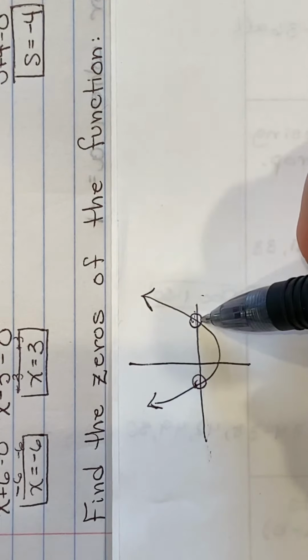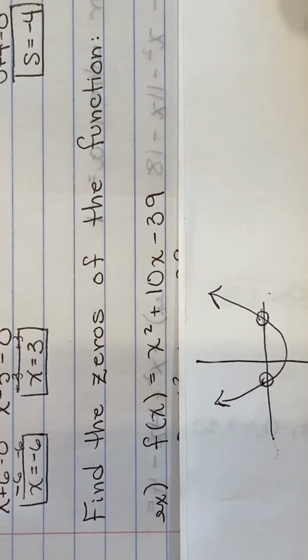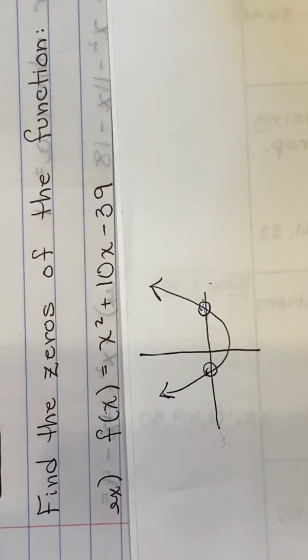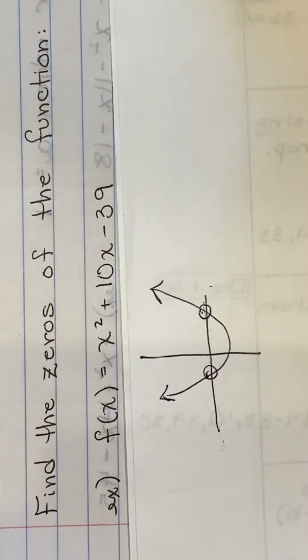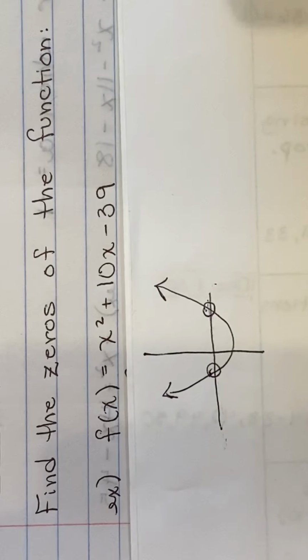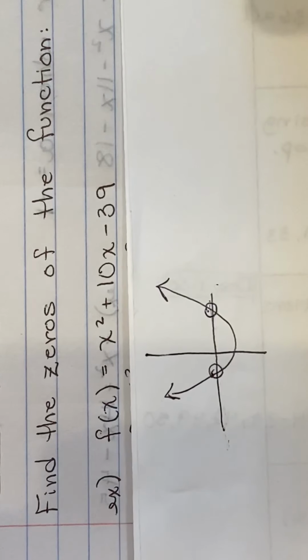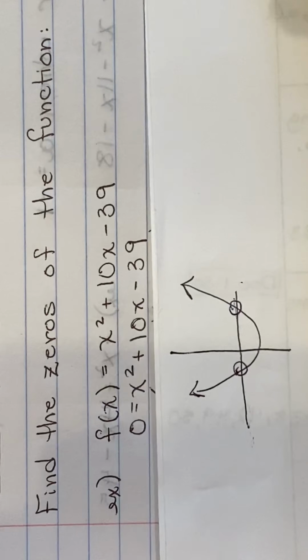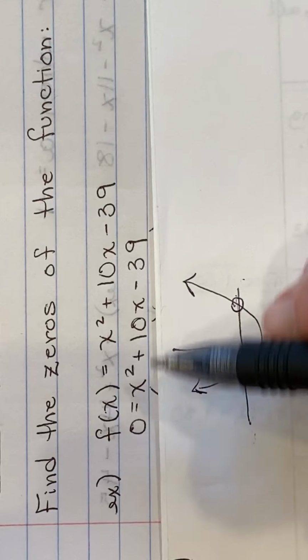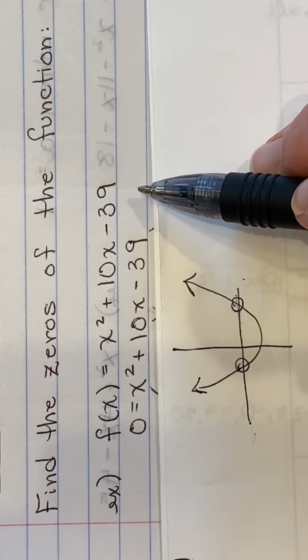Y is 0. So if the function is shown in function notation, f of x is equal to x squared plus 10x minus 39, it's just another way of writing it. We follow the same steps. We set that quadratic equal to 0. If you don't like the 0 on the left, you can put it over here on the right.